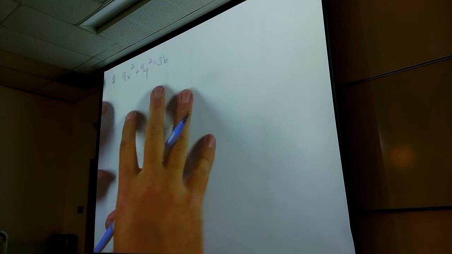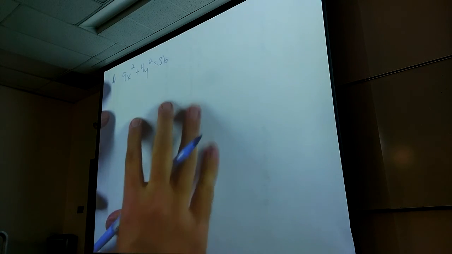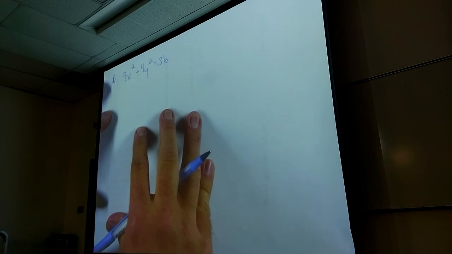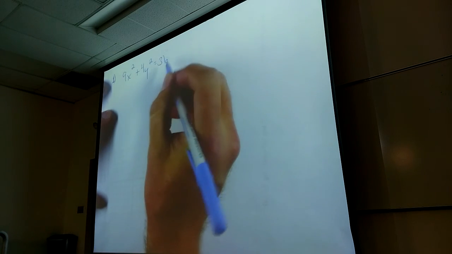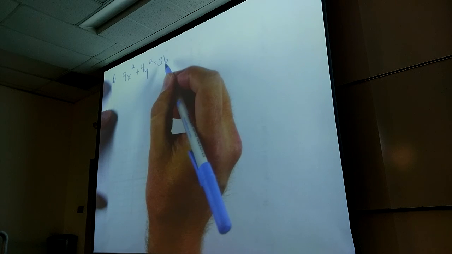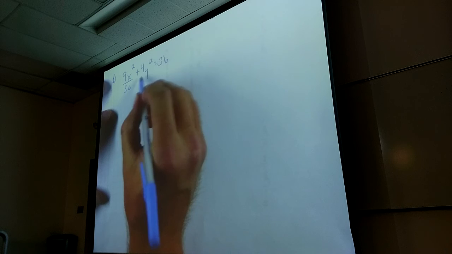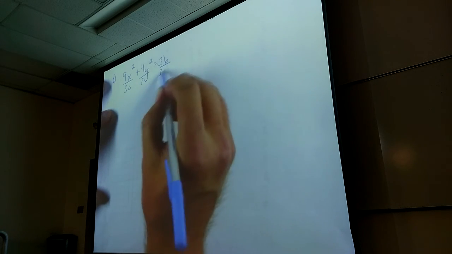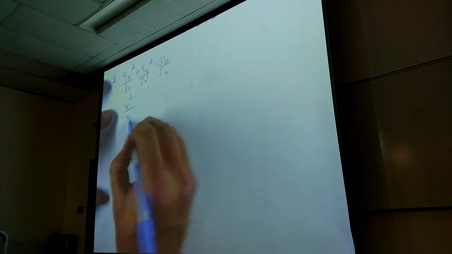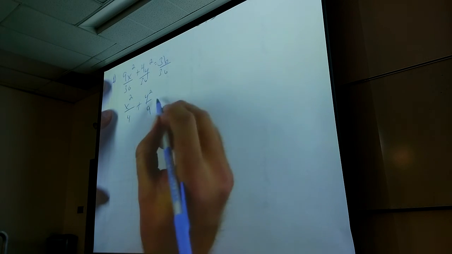Is this in the right form? What do I have to do to put it in the right form? Yeah, I need a 1 over here, right? So whatever this is, I divide by it to make it 1. So the x squared over 4, y squared over 9.